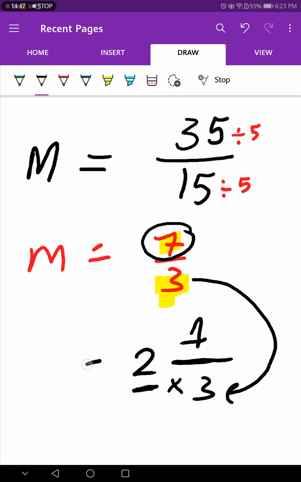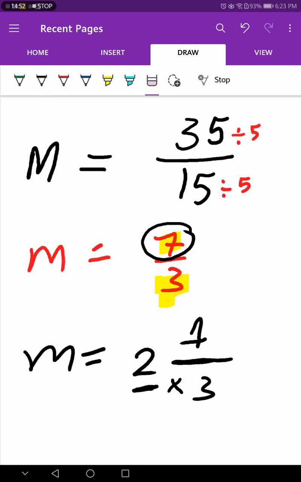It is 1. So m equals 2 and a third. Yes, 2 and 1 third. Okay, boys.